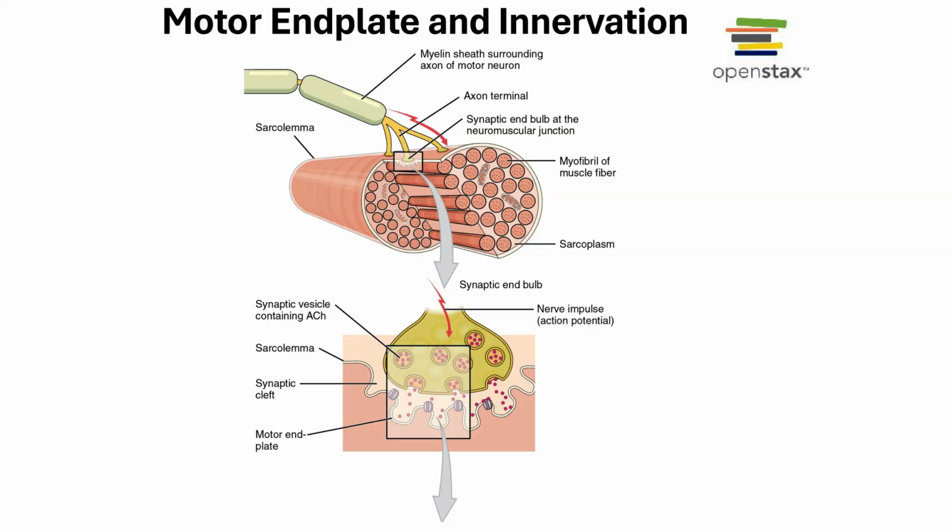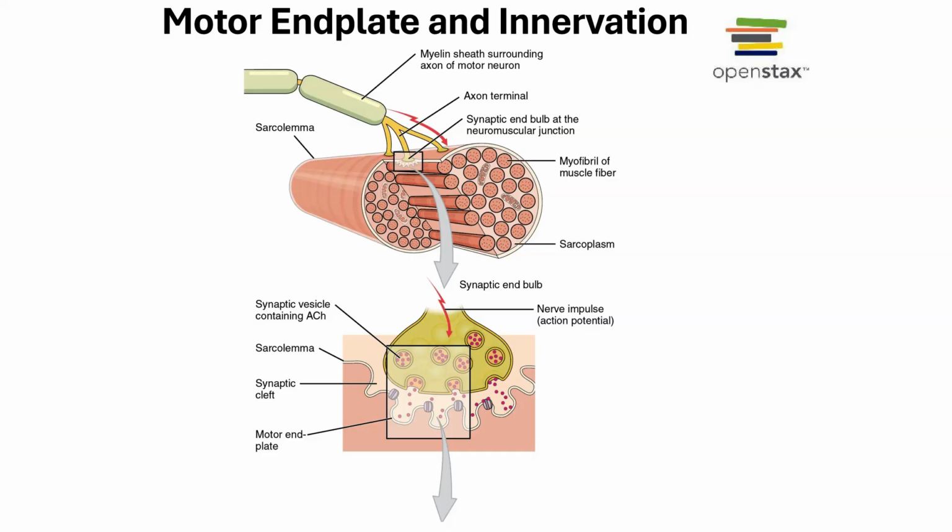The axon terminal, which is the end of the motor neuron. This terminal releases the neurotransmitter acetylcholine to excite the muscle fiber. The motor end plate, which is the specialized region of the sarcolemma. It contains nicotinic acetylcholine receptors, which detect and respond to the neurotransmitter released by the neuron.